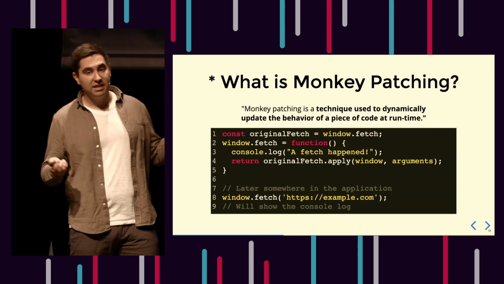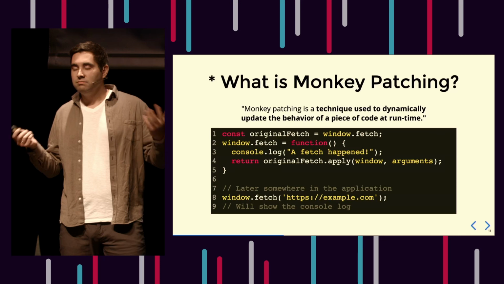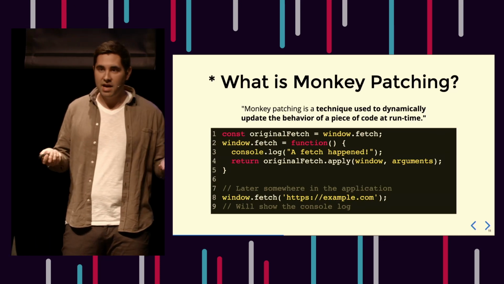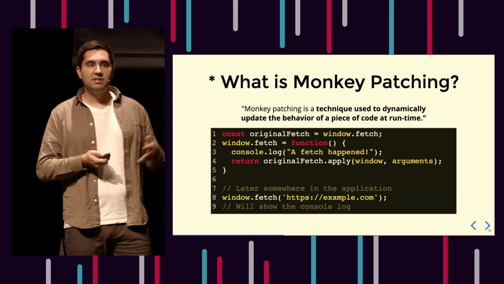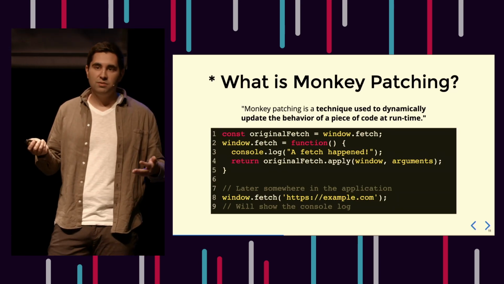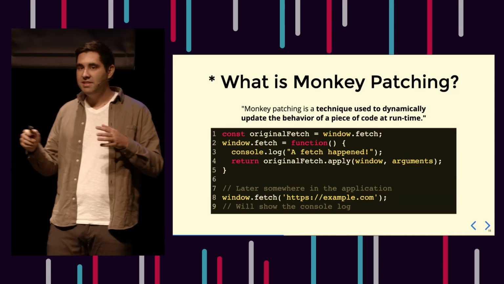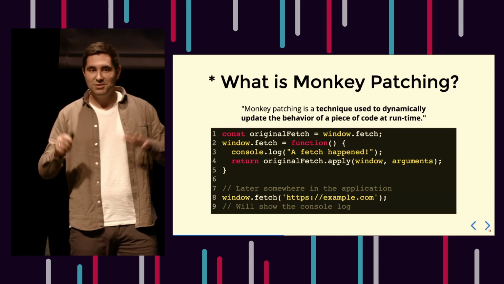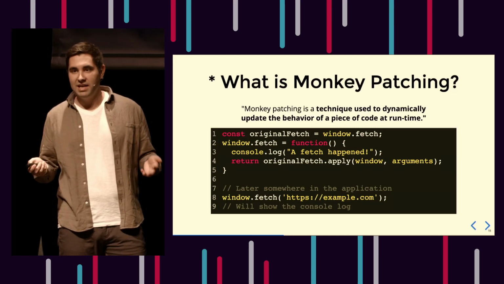So what is monkey patching? It's a technique used to dynamically update the behavior of code at runtime. So in simpler terms, practically it usually means we override a global function with a custom implementation of a function. Now, this is inherently dangerous. If you can avoid to do that, you should avoid to do that. But sometimes there's no other way to realize things.